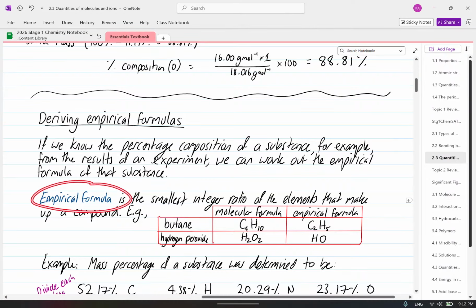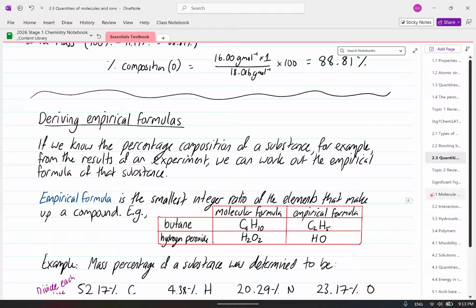An empirical formula, you may or may not have heard of already, but it will be the smallest unit of a compound, where you are just looking at the smallest integer ratios of all of the atoms in it. Again, I drew a little table here to illustrate what I mean. If we have a substance such as butane, butane has a molecular formula of C4H10. So there's 4 carbons and 10 hydrogens. If that's the molecular formula, that molecule has that many atoms.